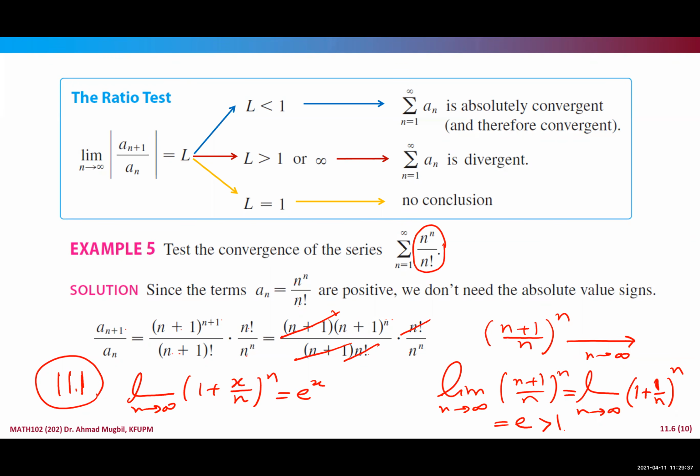So what is the conclusion about this series? It is divergent. By which test? By the ratio test. It is divergent.